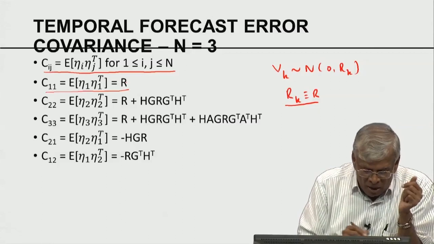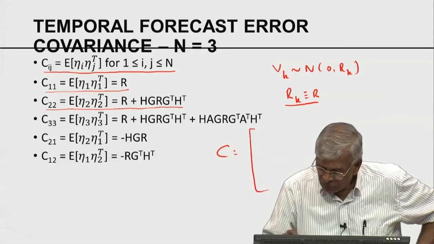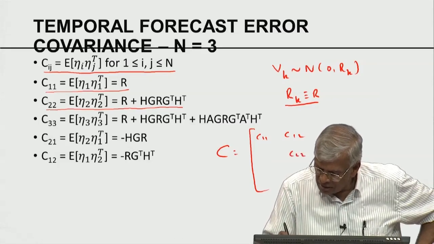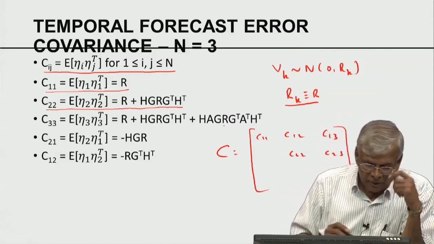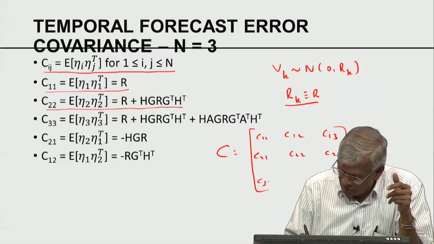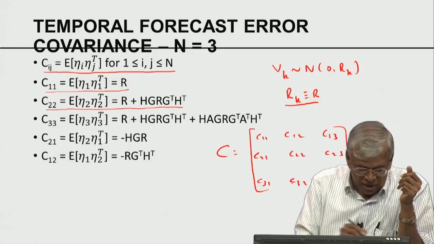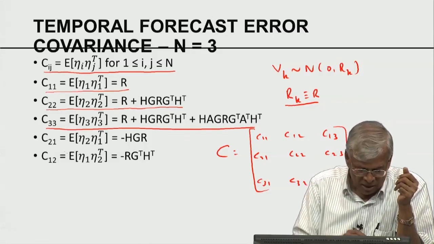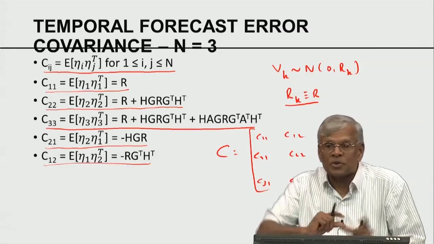So that's R, C22. So what are these? C is a matrix, which is C11, C12, C13, C22, C23, C33. Because it is symmetric, I don't have to worry about the bottom part. But I can continue with C21, C31, C32. So I'm going to compute all of these elements. You can see I have computed all of these elements like this. Look at this now. R plus two terms, C21, C12. Now look at this: C21, C12. They are transposes of each other.